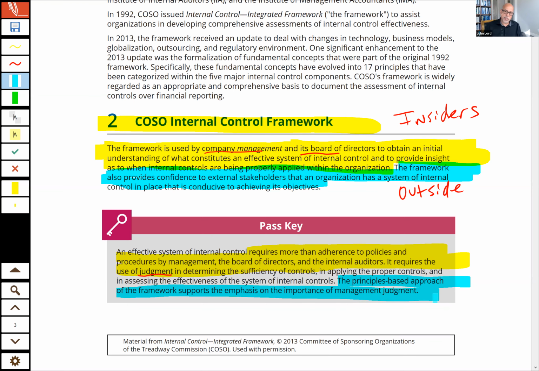So we're going to see that we have basically five components to the internal control framework. And then we have 17 principles that fall under the various five components that constitute the entire COSO framework.